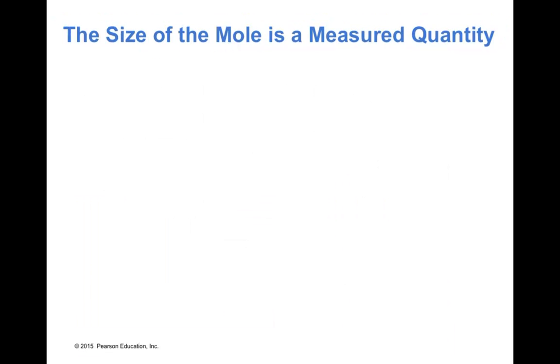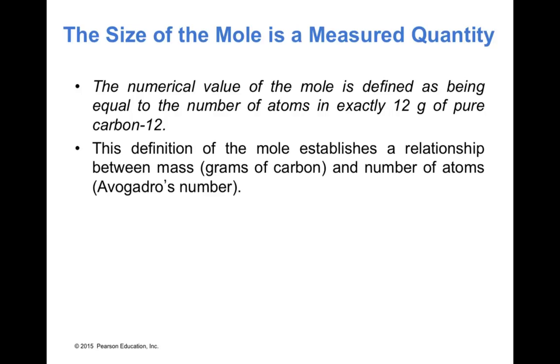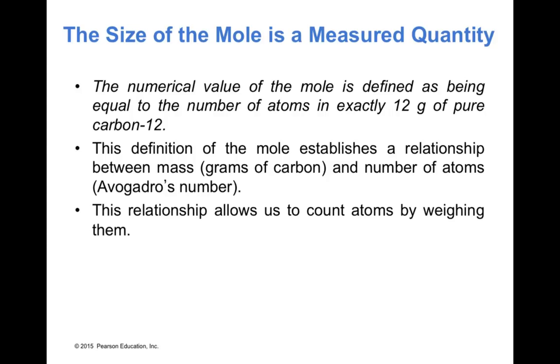The size of the mole is a measured quantity. The numerical value of the mole is defined as being equal to the number of atoms in exactly 12 grams of pure carbon 12. This definition of the mole establishes a relationship between the mass, the grams of carbon, and the number of atoms, the Avogadro's number. Okay, so that's where all the definition of the Avogadro's number comes from. This relationship allows us to count atoms by weighing them.